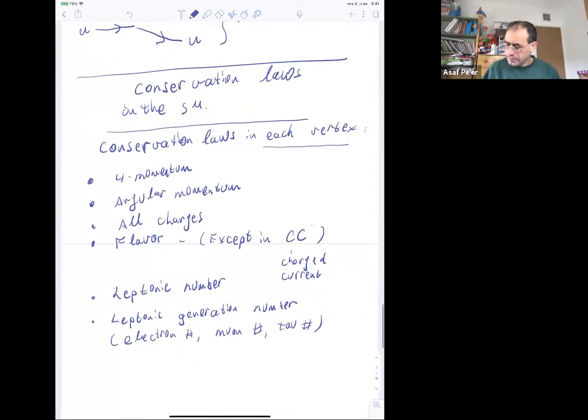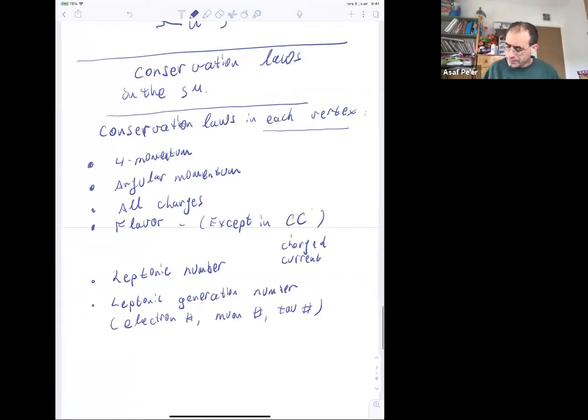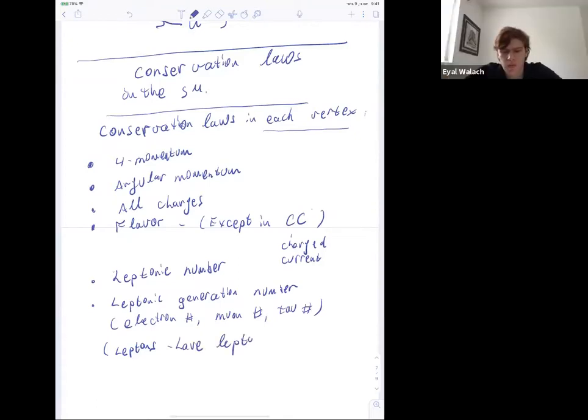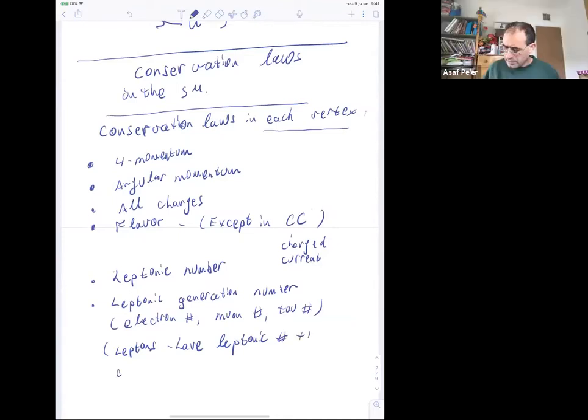Generally, leptons have leptonic number of +1 and anti-leptons have leptonic number of -1.